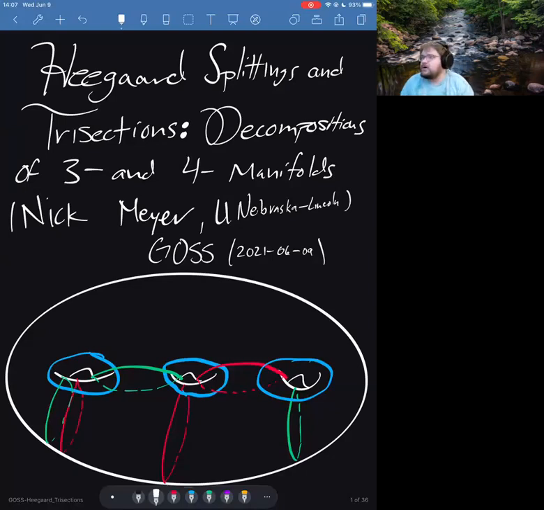Today I'm going to be talking about Heegaard splittings and trisections, which are my two primary tools for understanding three and four manifolds. A little bit about this title slide: this is what's called a trisection diagram, and we'll learn a lot about them later on in this talk. This is a special one, a trisection of the four sphere, and hopefully by the end of this talk we'll be able to see this.